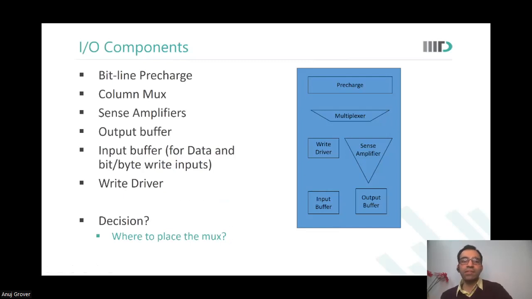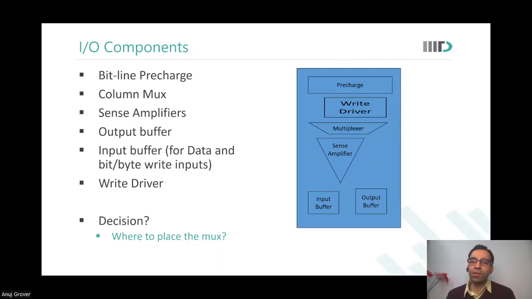An IO would typically have this range of circuits in it. And as a designer, even when you are placing these circuits into your memory, you have a decision to make. For example, where would you want to place the mux? Would you want to place the mux above the write driver or below the write driver? What is the difference? What happens differently when you place a sense amplifier above the multiplexer or below the multiplexer? What difference does it bring according to you?